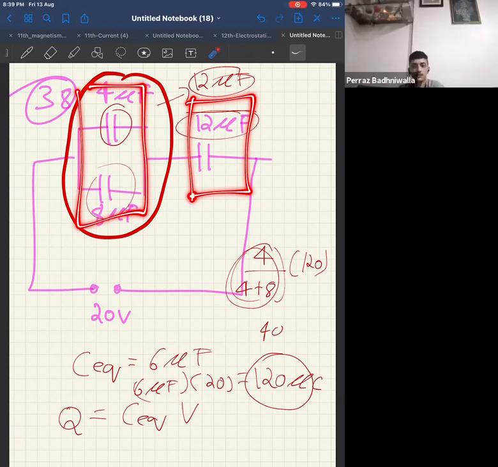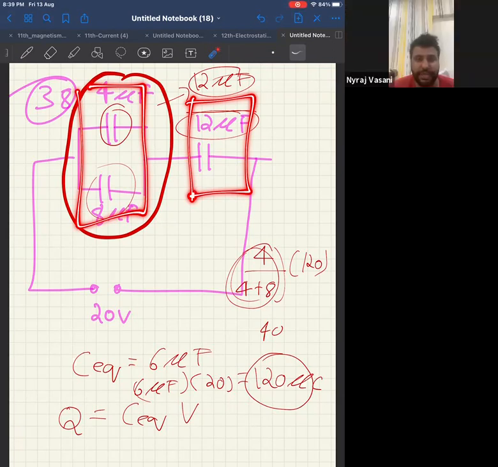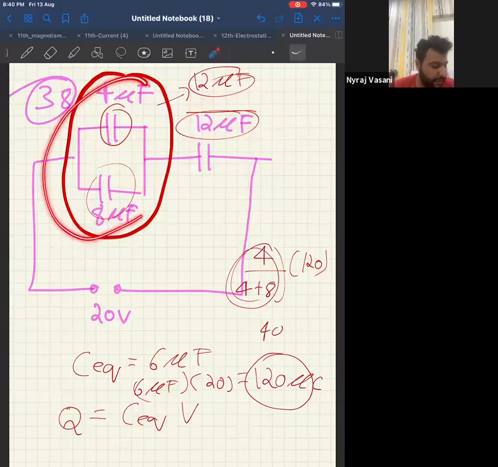Yes. So both will get the same charge because charge remains constant in series. Charge remains constant in series, correct? Therefore, each one will get 120. Now, since this total charge is 120 and it adds up, tell me the ratio of 4 and 8.